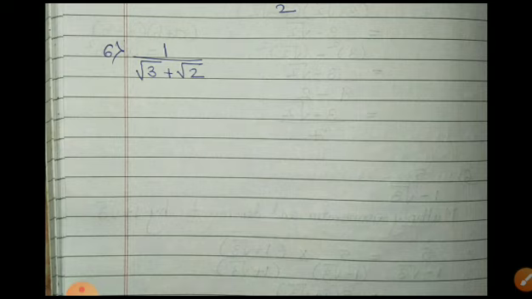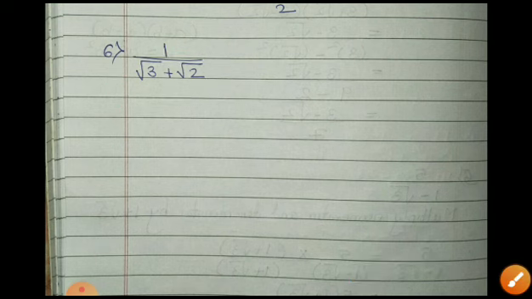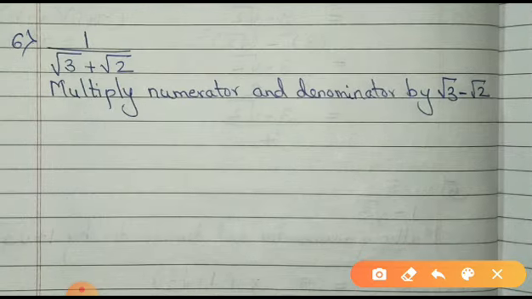Now, the next question is to rationalize 1 by root 3 plus root 2. Again the same. It's a binomial. So I have to multiply with what? The opposite sign. Sign here is plus. So I have to multiply with root 3 minus root 2.